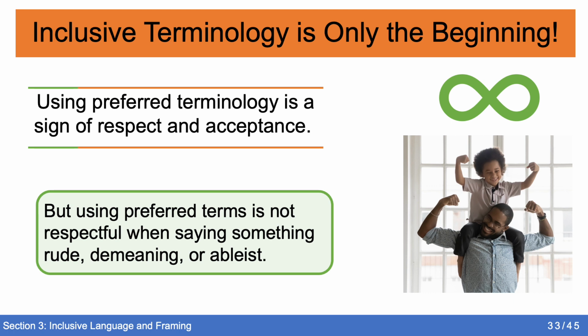Using preferred terminology is a sign of respect and acceptance. You can find more information about terminology choices in the additional resources. But using the right term is not respectful when saying something rude, demeaning, or ableist. Researchers must also think about autism in an inclusive way to make research more helpful for all autistic people.